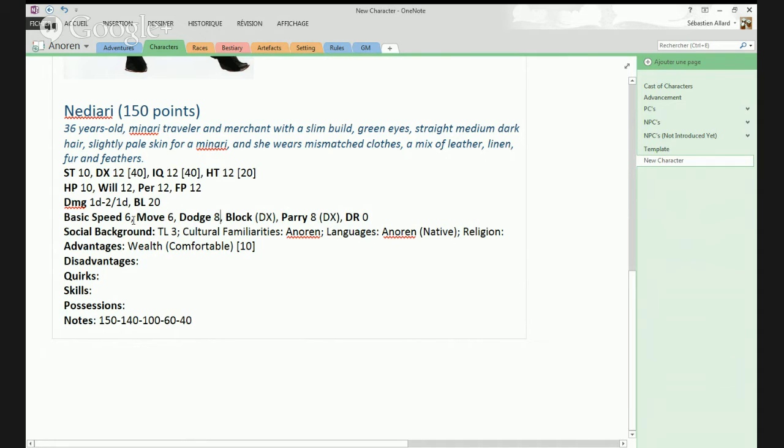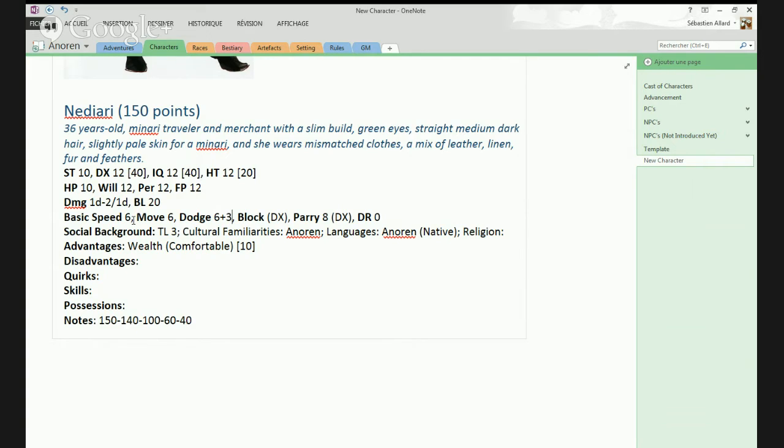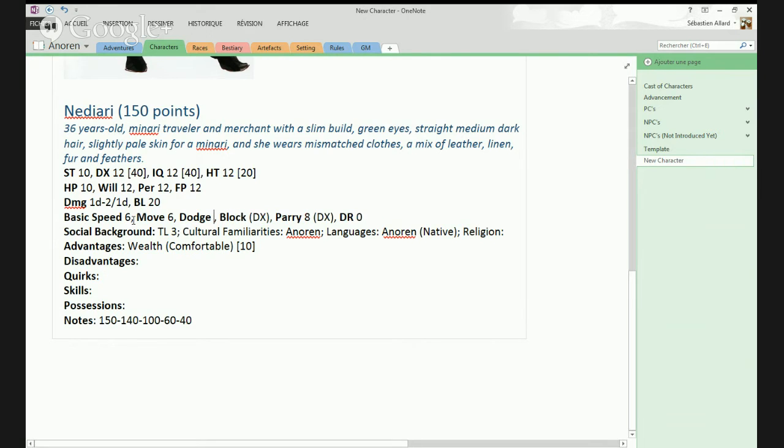Dodge is your move, but you always add 3 to your move. It's like in the old days, in 3rd edition, the move and the dodge and the basic speed were almost always the same. But in 4th edition, we always add 3 to every defense score. It's a way the designers raise the fantastical element of GURPS to make it a little bit more cinematic. So her dodge score will be 9. So on a 9 or less, she's able to dodge an attack that comes her way that she's aware of.